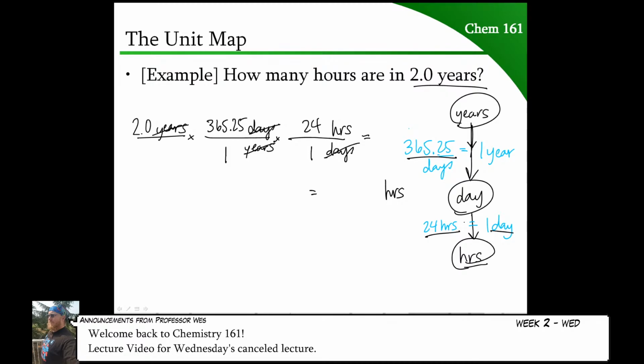Punch it all in the calculator. 2.0 times 365.25 times 24. And I got this: 17532. Now, we have to be careful with sig figs on this because some of these are actually exact. So 2 years. This is an approximation. I didn't say exactly 2 years. I said 2.0 because I don't know what the 2 years are. Which one could be a leap year, could not be. So as written, this is only 2 sig figs.